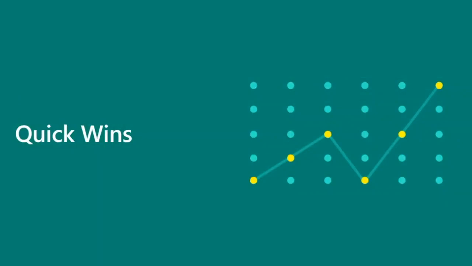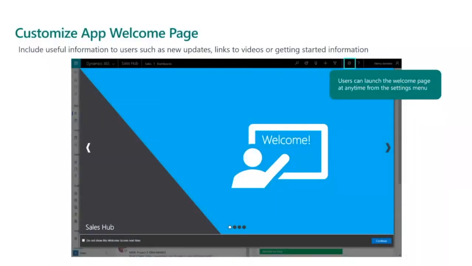Next, I'm going to talk about some of the quick wins you can implement as you transition to unified interface that will enhance your user experience. First and foremost is customizing an app welcome page. As your users start using unified interface, one of the very first screens that they're going to get can be your welcome page. So you want to use the welcome page to provide useful information on some of the updates that you've configured, that you've developed as part of your migration, or maybe include links to videos and how-to or getting started tutorials.